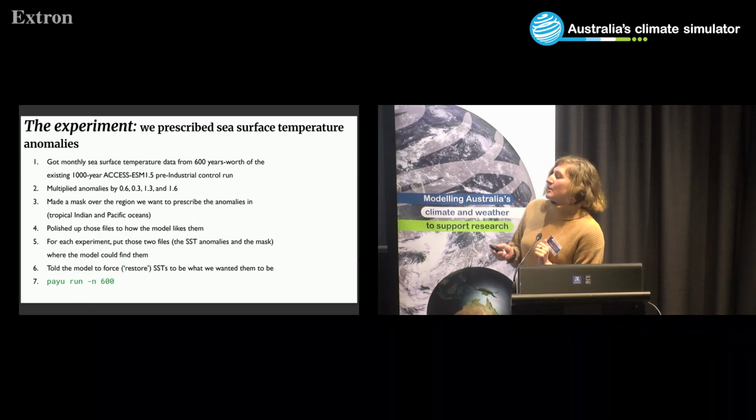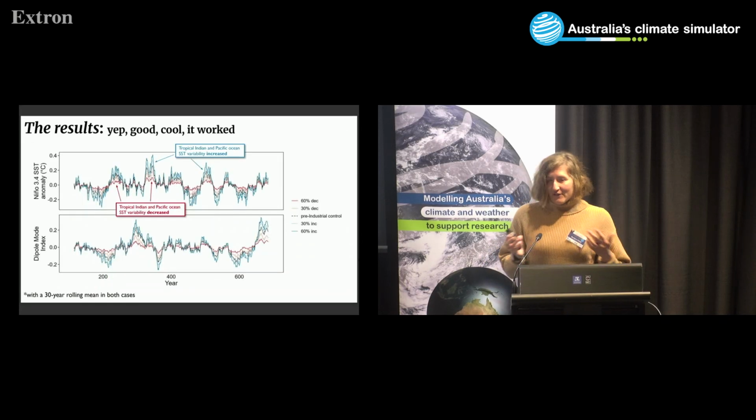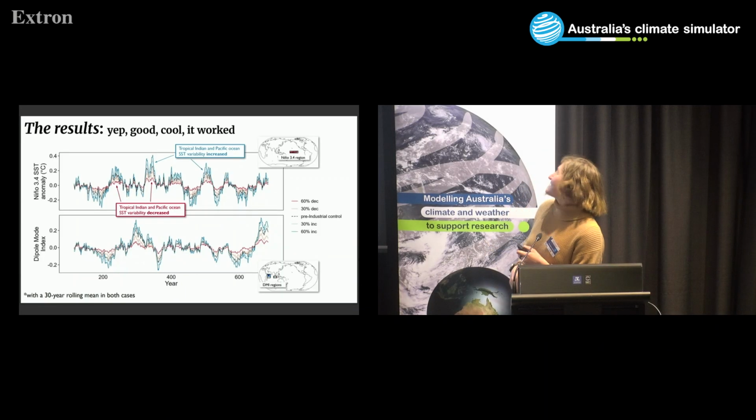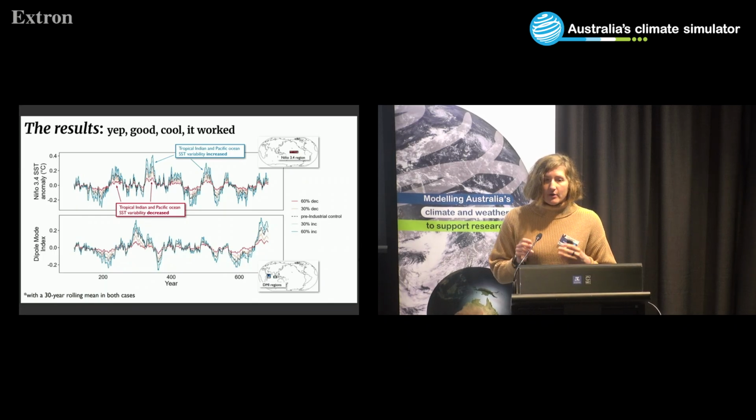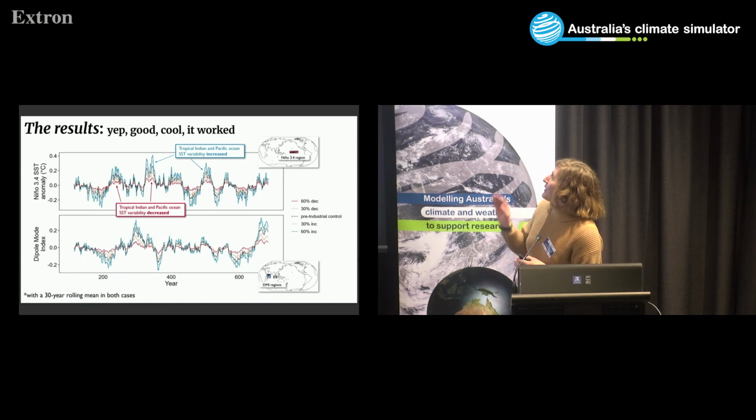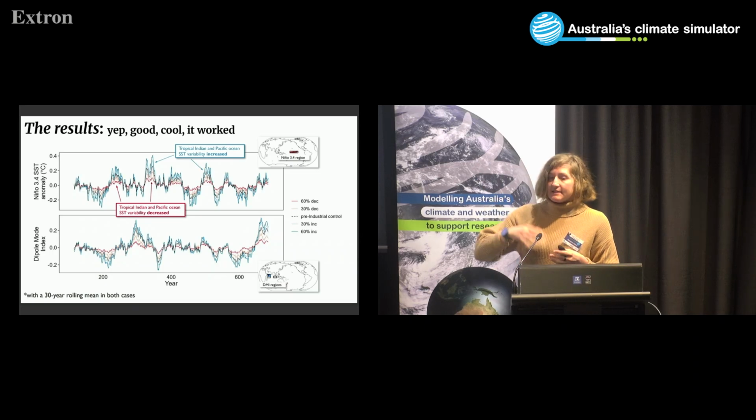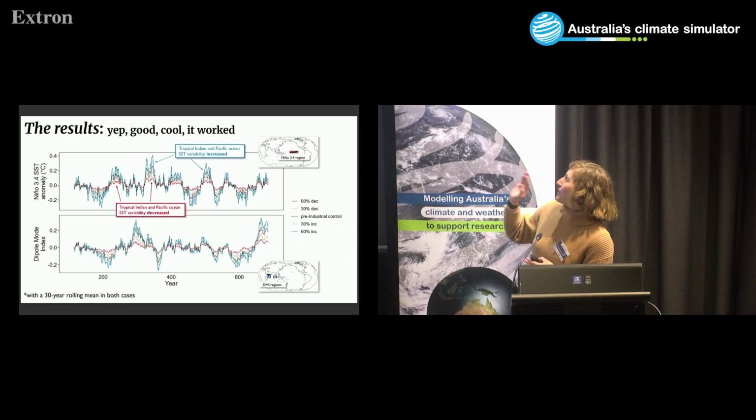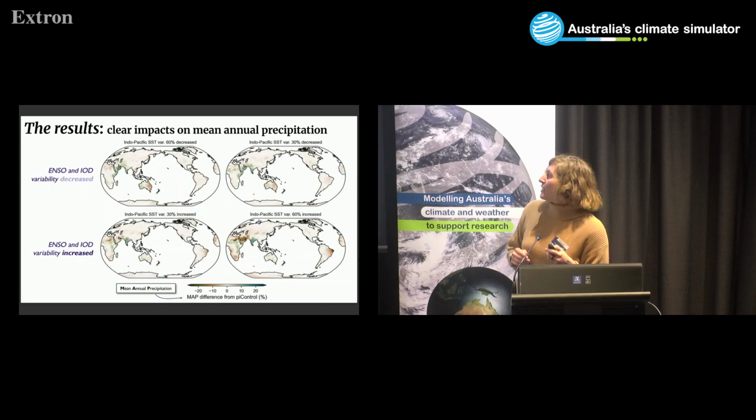Now let's look at some results. First we want to check that the sea surface temperature perturbations have worked as planned. This plot shows that they did. In the top row, I'm showing sea surface temperature anomalies in the Niño 3.4 region. The bottom row is the dipole mode index for the strength of the Indian Ocean dipole. The blue lines are where we increase the magnitude of tropical Indo-Pacific sea surface temperature variability. The red lines are where we decreased it. The dashed black line is the control. So everything looks good there.